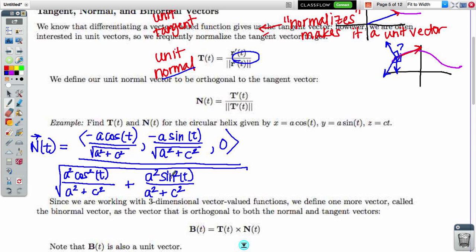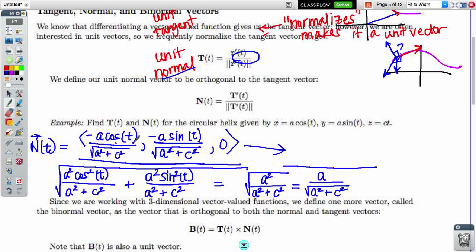Again, I have this cosine squared plus sine squared, so the entire top just turns into a squared, and this whole magnitude becomes the square root of a squared over a squared plus c squared, and I'm just going to simplify it by taking the square root of the top, and I'm going to say a over the square root of a squared plus c squared. So there's the magnitude. That's what's on the bottom of this whole thing. I still have the rest of this vector on the top.